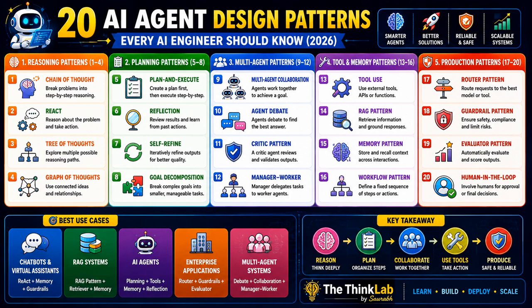So these 20 design patterns are the foundation of modern AI agents. If you understand them, you can build a better chatbot, a better AI assistant, and a better RAG system. You can also build better production-ready AI applications. I hope this video helps you understand AI agent design patterns in a very simple way.